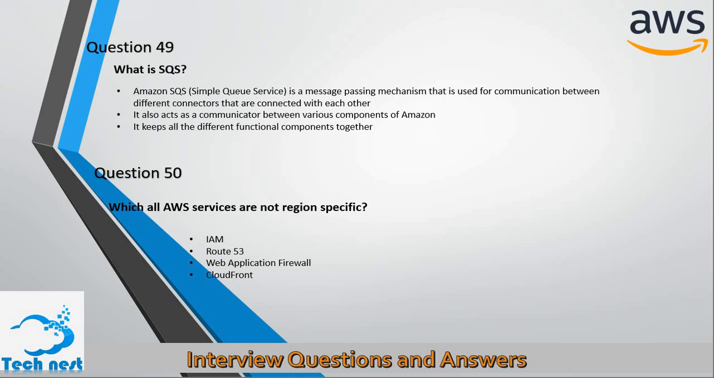Moving on to the final slide. What is SQS? Amazon SQS, the Simple Queue Service, is a message passing mechanism that is used for communication between different connectors that are connected with each other. It also acts as a communicator between various components of Amazon. It keeps all different functional components together.